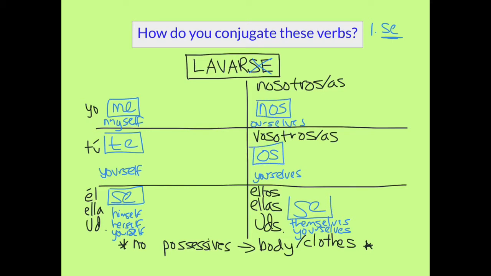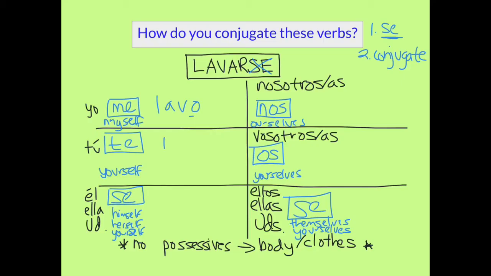that the object and the subject are one and the same. So, me, te, se, nos, os, se. Great. That's what the se becomes. Step 2, conjugate the verb like you normally would. So, lavar. Plain old AR verb, easy peasy.